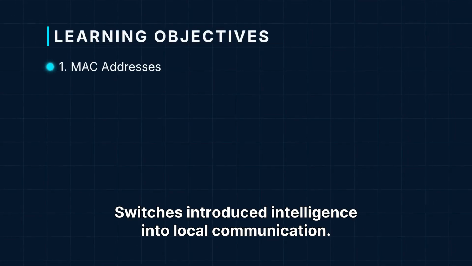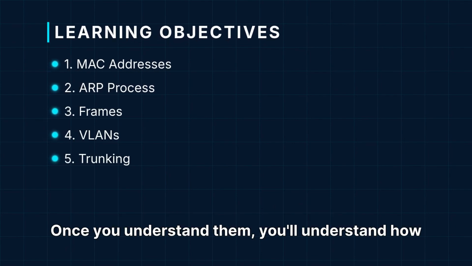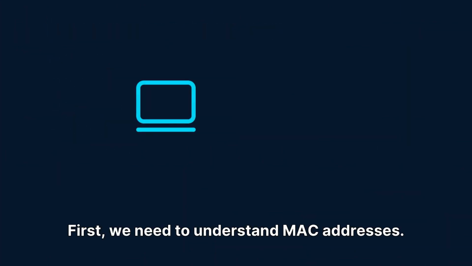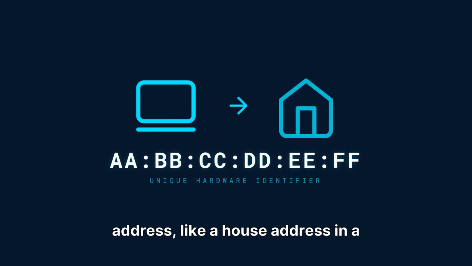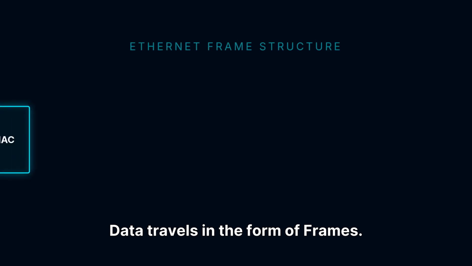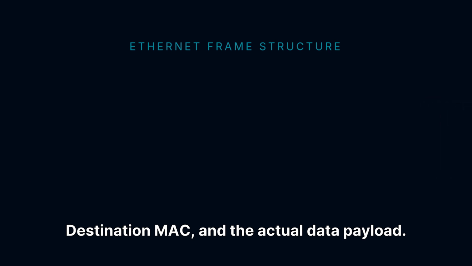Switches introduced intelligence into local communication. Once you understand them, you'll understand how enterprise networks are truly designed. First, we need to understand MAC addresses. Every network card has a unique hardware address, like a house address in a local neighborhood. Data travels in the form of frames. A frame contains the source MAC, the destination MAC, and the actual data payload.